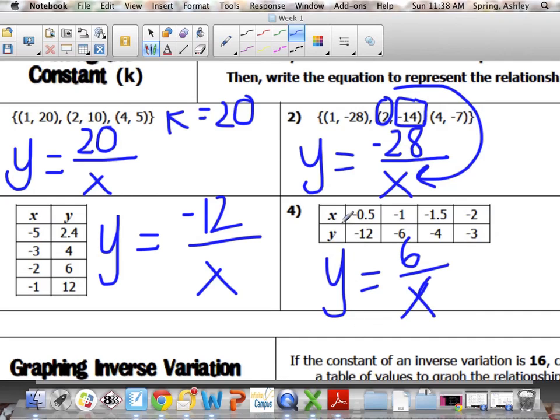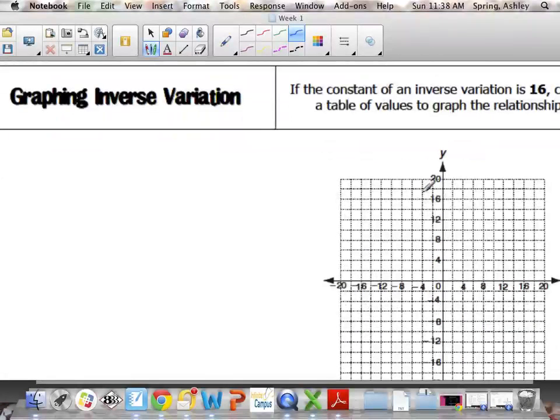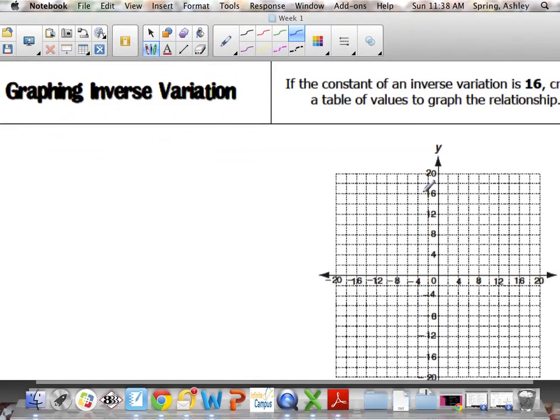Pretty simple. How about when it comes to graphing the inverse variations? Yesterday when we talked about direct variation, we talked about the graph always going to be linear, and it's always going to pass through the ordered pair 0, 0. So that's sort of the two giveaways for direct variation. For inverse variation, it looks a little bit different, and I want you to sort of figure out what this graph is going to look like.